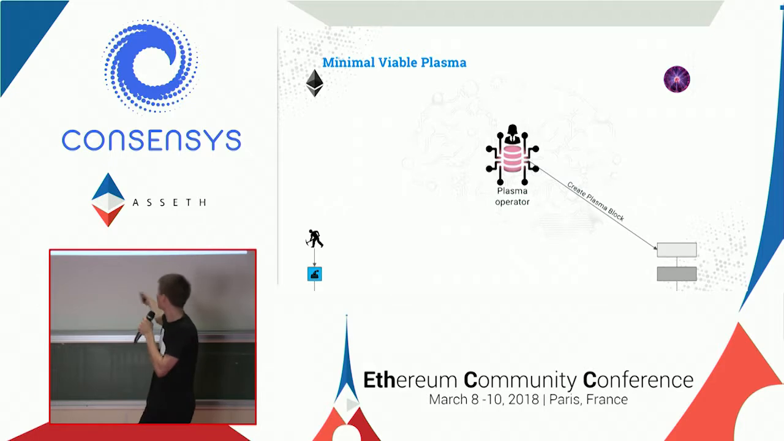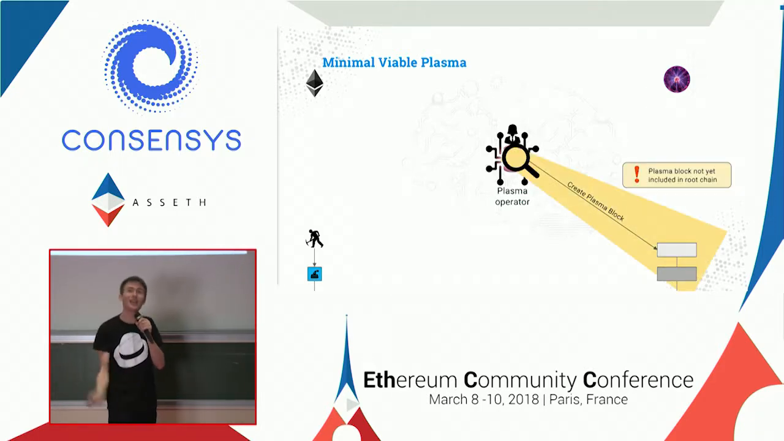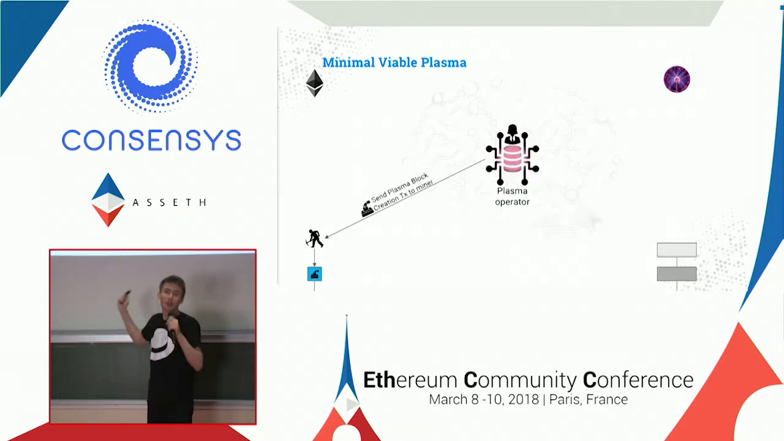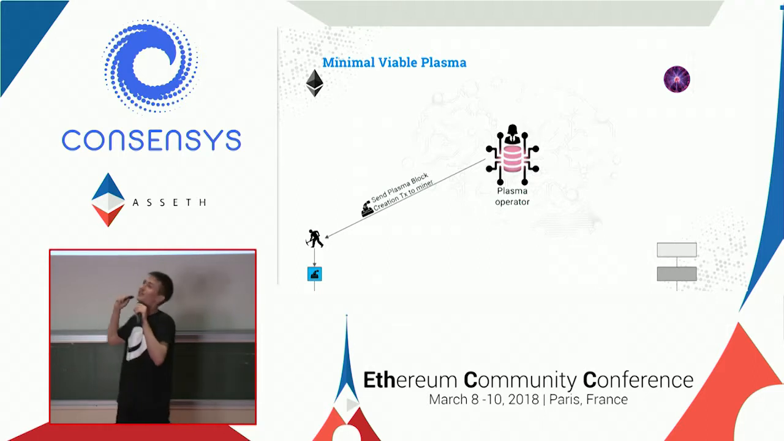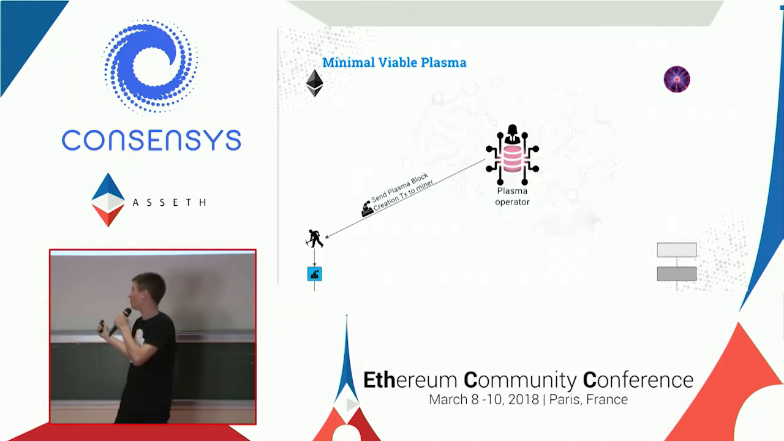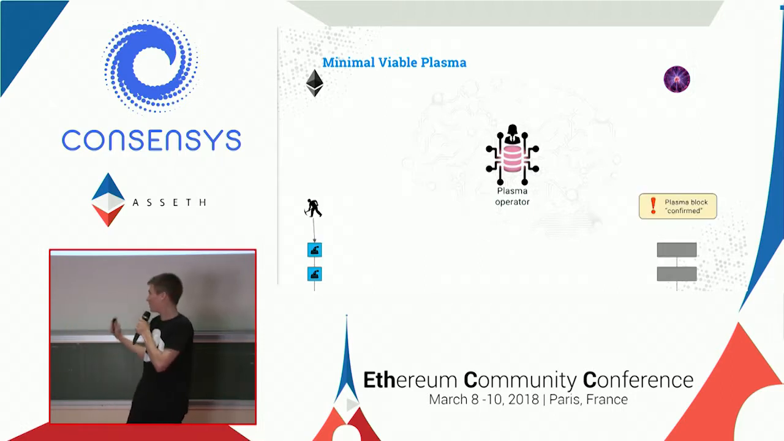So the Plasma operator is going to create a Plasma block. This Plasma block is contained in the Plasma operator's fancy database, and it's going to send a transaction which contains the Merkle root of the transactions and the state to the main chain. And the miner is going to receive it and mine a block.